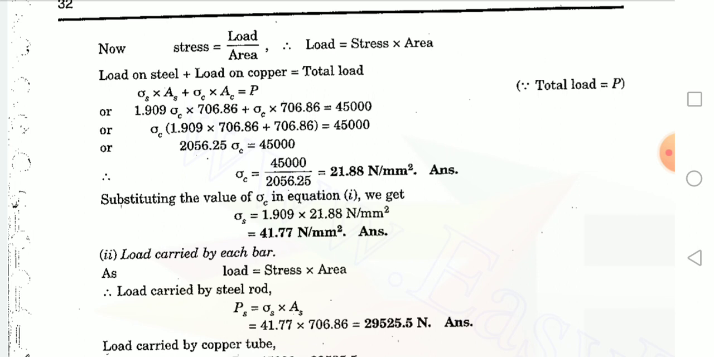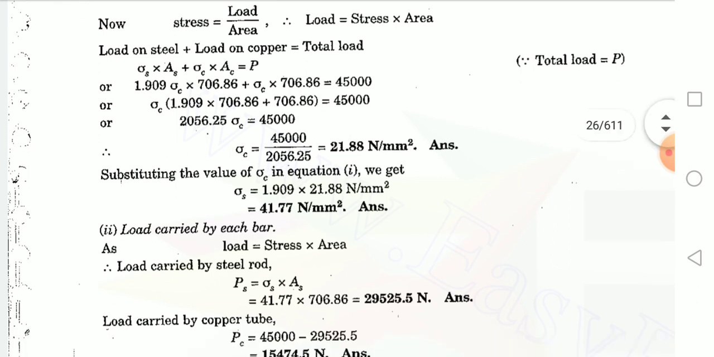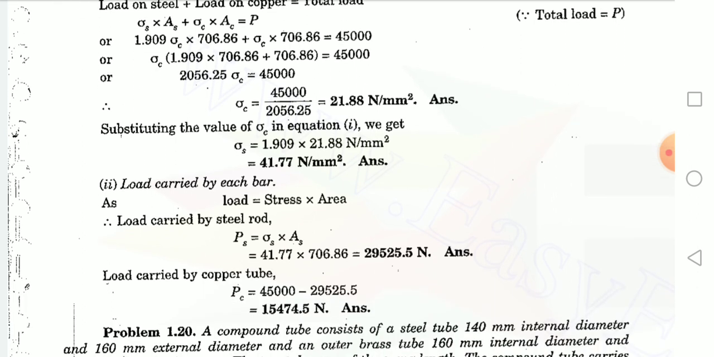So sigma C we have to find out by resolving this equation, then sigma C equal to 21.88 Newton per millimeter squared. Now substitute the value of sigma C, then we find out sigma S, because sigma S equal to 1.09 sigma C. So from that we can get the sigma S value, that is 41.77 Newton per millimeter square.